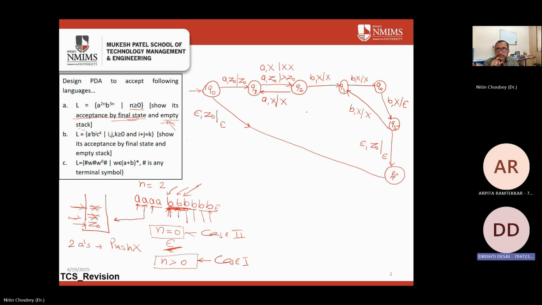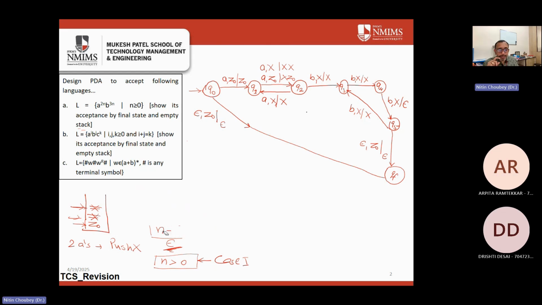Sir, in the example, we have questions specified that we have to show acceptance by final state or empty stack. Yes, it will be definitely given. But I believe we should not think from the perspective of examination. We should think from the perspective of how the logic, how things works, right? How automata works. You can write anything in the examination. So your learning should not be from the perspective of how to crack examination. Rather, it should be from the perspective of understanding the fundamentals, right? Yes, sir.